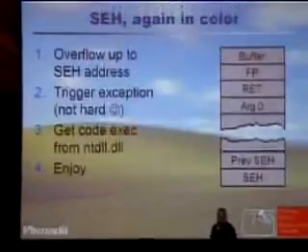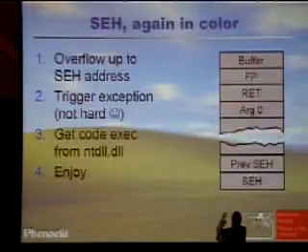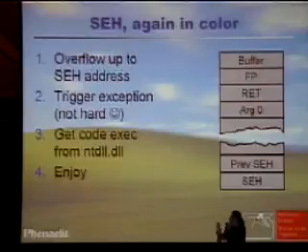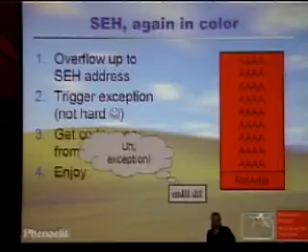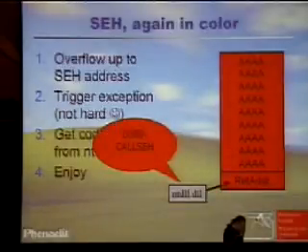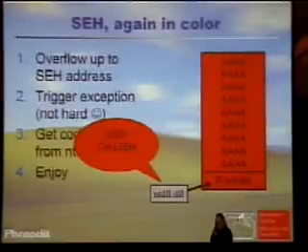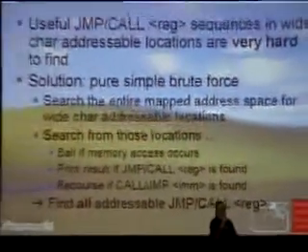It's a weird thing, so I do lots of animations here. Basically what we do is overflow up to the SEH address, trigger the exception, which is done automatically, and get code executed via NTDLL. So, you have seen buffer, frame pointer, return address, arguments, lots of other stuff. We don't really care. Here's the pointer to the previous SEH in a chain, and here's the SEH address. We just overflow it all, being as brutal as possible. Then NTDLL comes up, decides it needs to call the handler, and is actually going to do that. So we have a guaranteed way of executing our code.